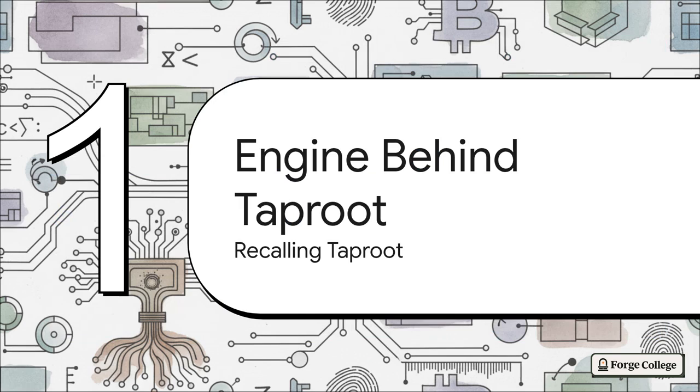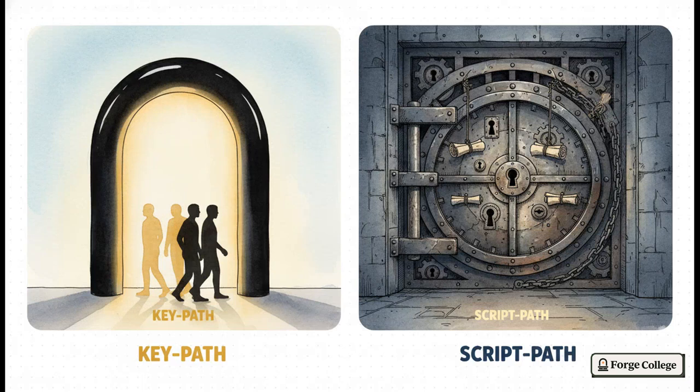Section 1. The engine behind Taproot. Recalling the Taproot box. Let's think back to the Taproot box from our previous lesson. It's basically a smart contract lockbox with two distinct doors. On the right, you've got the script path door, which handles your complex backup plans. But on the left, the key path door, that's for frictionless everyday spending.